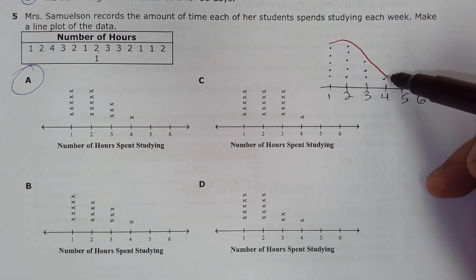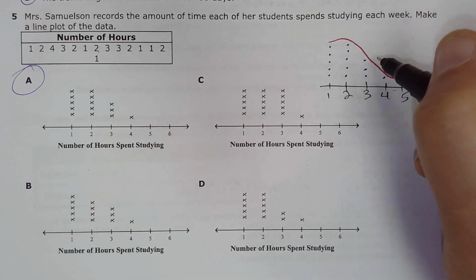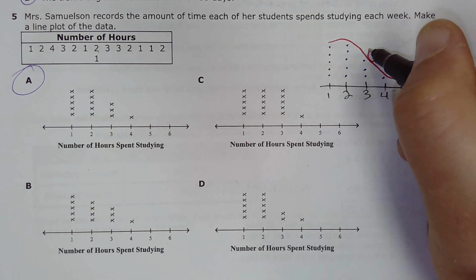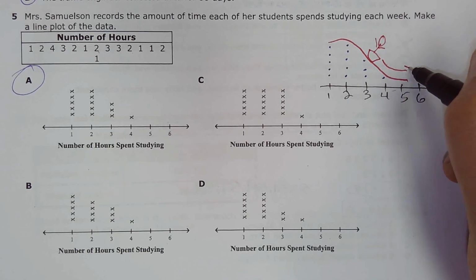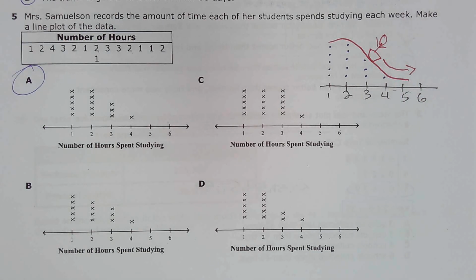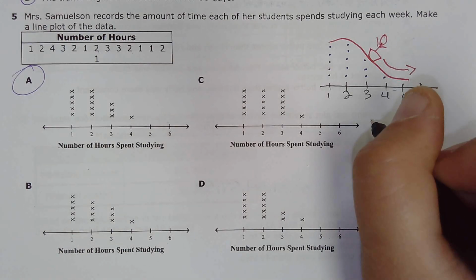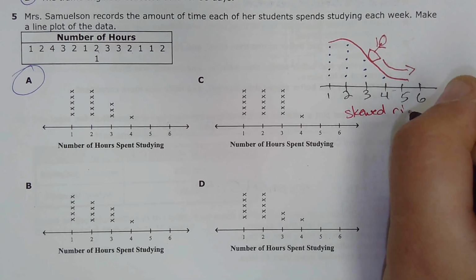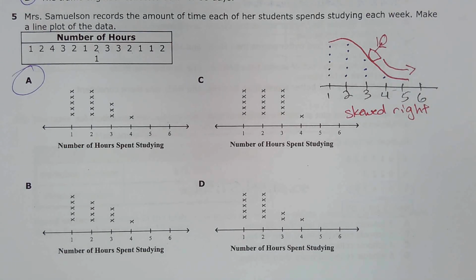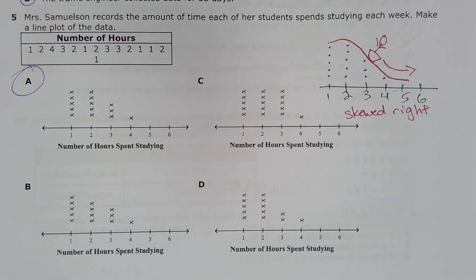Well, if I am picturing this as like a roller coaster or a slide, and I'm having fun, woo-wee, which direction am I going in? I'm going to the right. So if I had to describe this particular data set, I would say that this is skewed. Right. Okay, let's keep going.